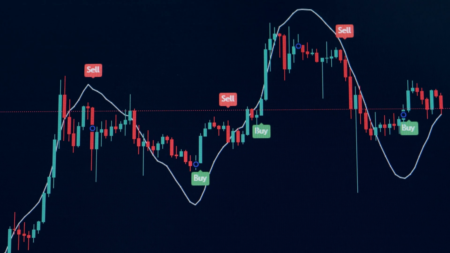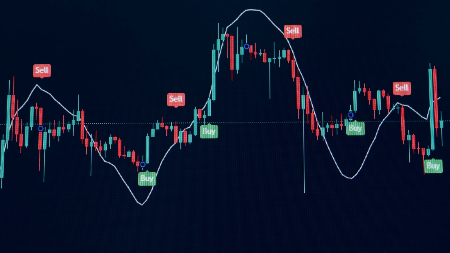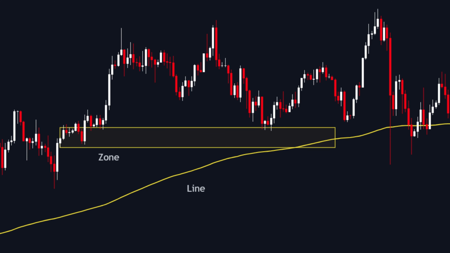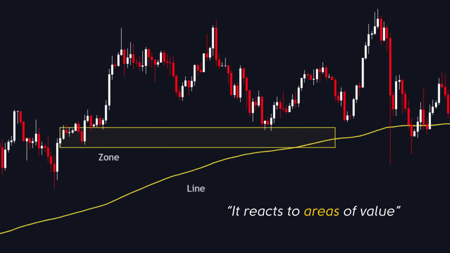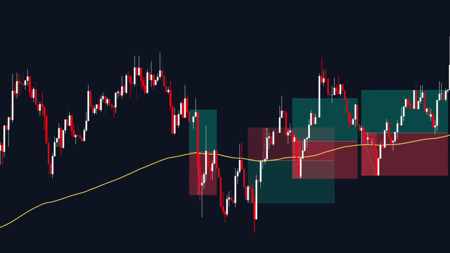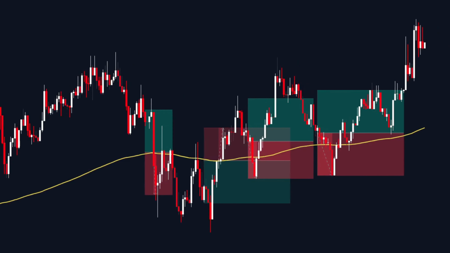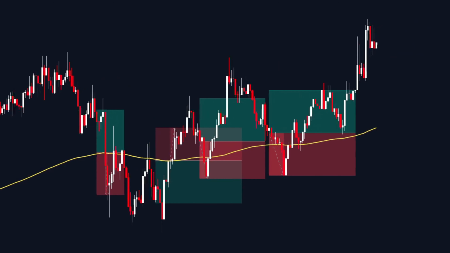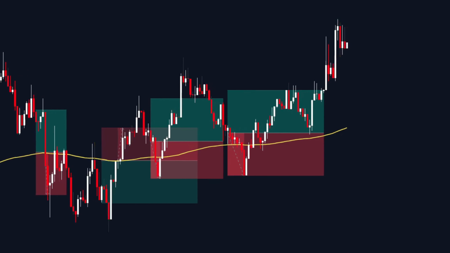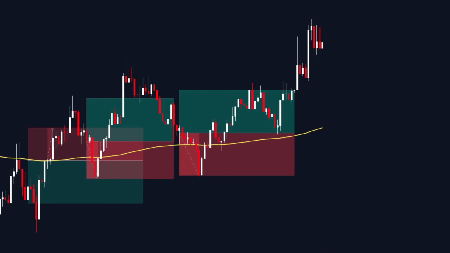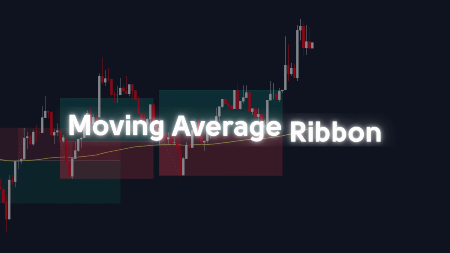Here's what nobody explains properly. A single moving average gives you a line. But markets don't respect lines, they respect zones. Price is a living, breathing auction. It doesn't stop on a pixel. It reacts to areas of value. So, when you trade a single MA like it's a brick wall, you're setting yourself up to get faked out over and over again. The solution isn't a different length. The solution is an entirely different framework, and that's the moving average ribbon combined with dynamic slope analysis.